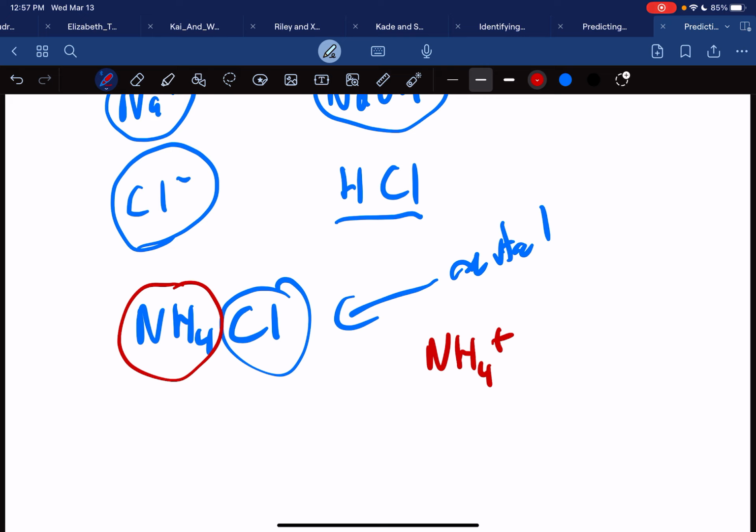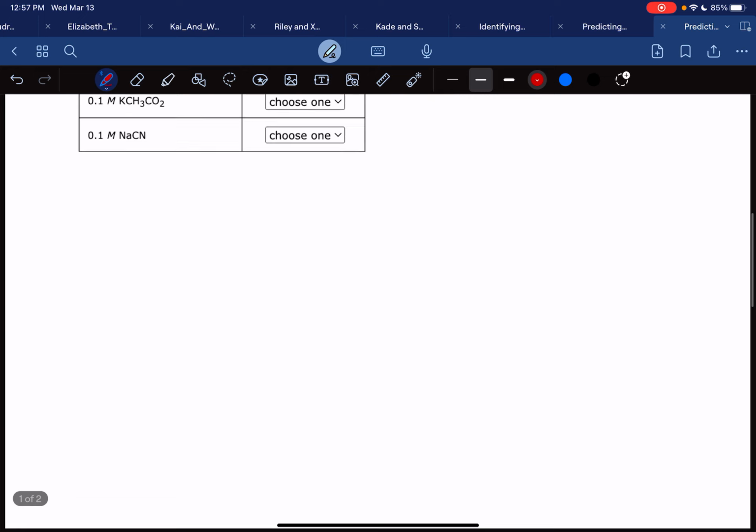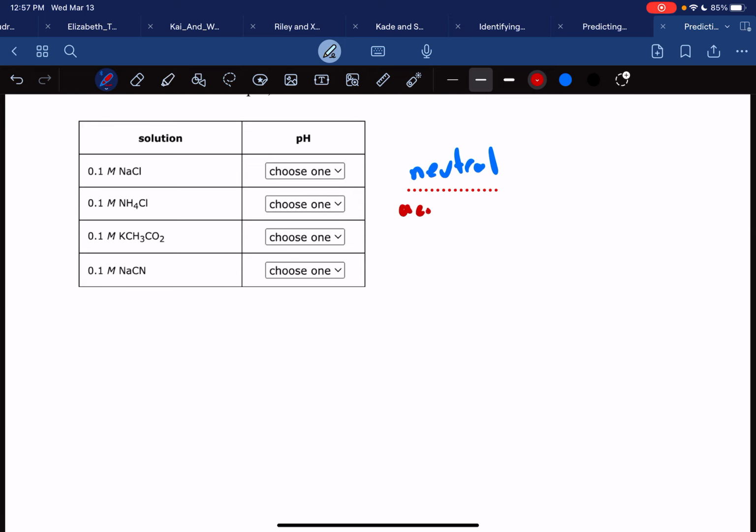And isn't that the conjugate of NH3? Remember, conjugates are essentially one hydrogen off from each other. So we know that NH3 is a weak base, not a strong base. So therefore, this is going to be a weak acid. This is actually going to be acidic. So we know that NH4Cl, this is going to be acidic.